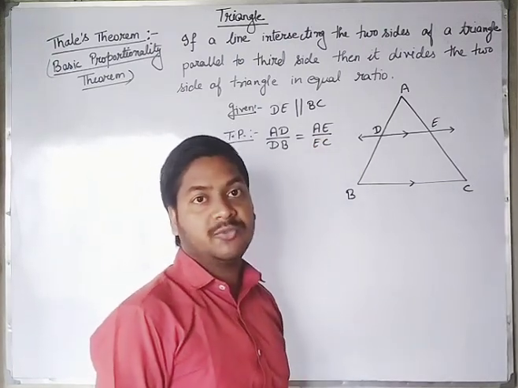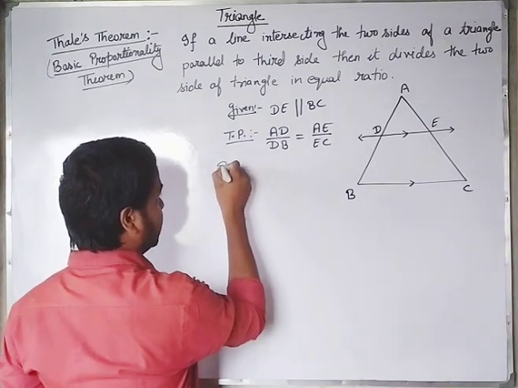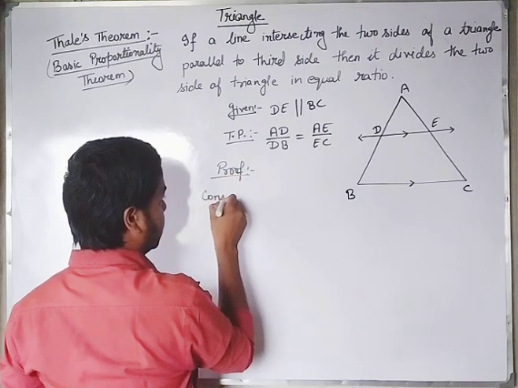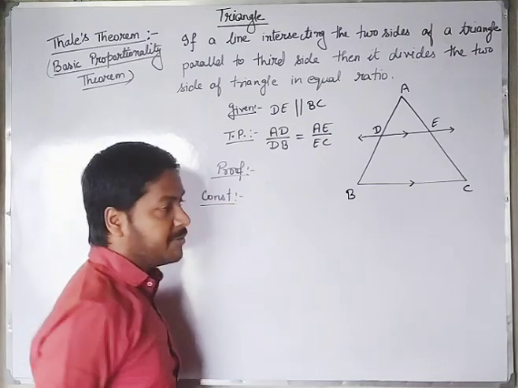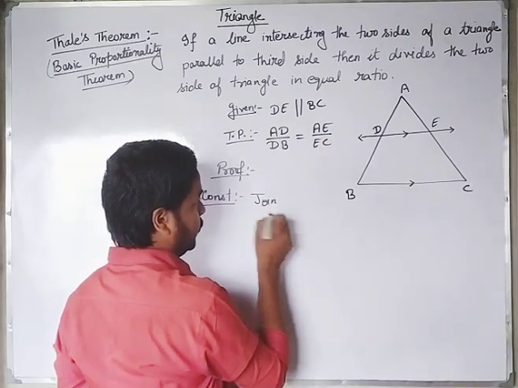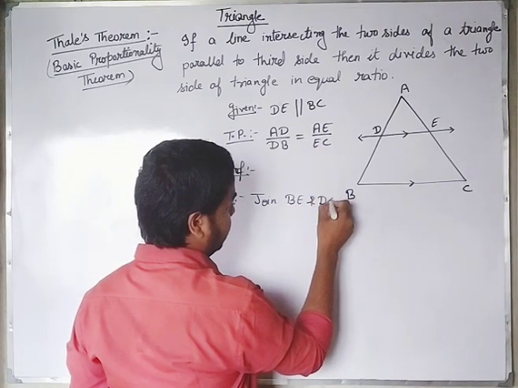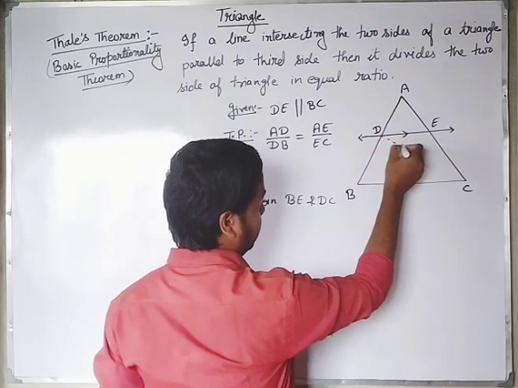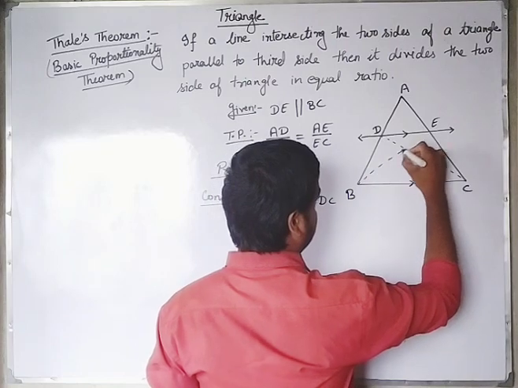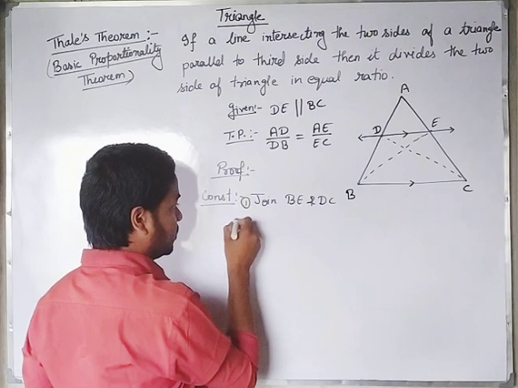In order to prove this one, we have to do some construction. So at first we will write here proof. In the proof part, we will do one construction. What construction we will do? We will join 2 points. Join BE and DC. DC is joined and BE is also joined. This was the first construction.